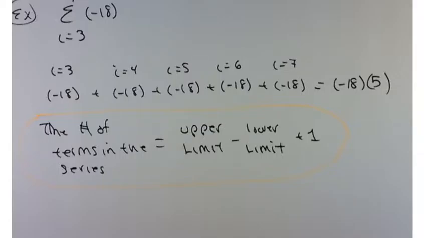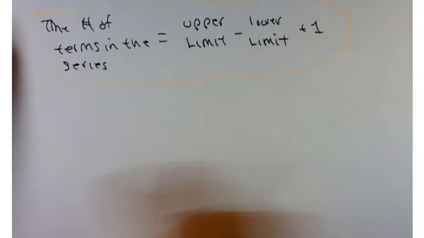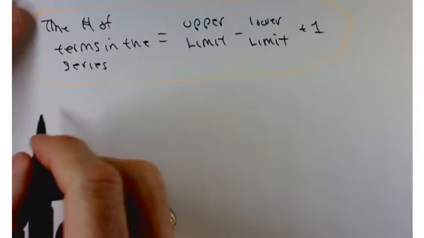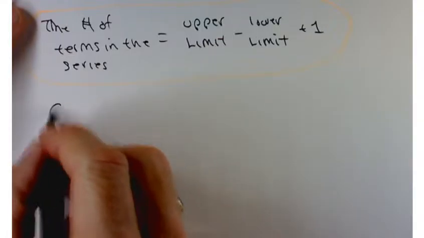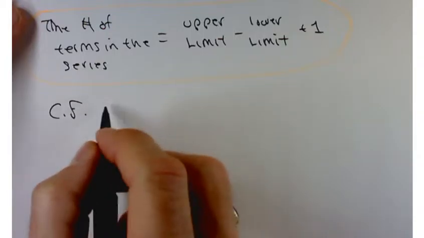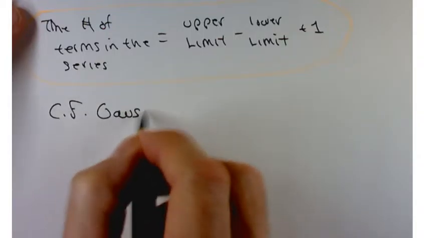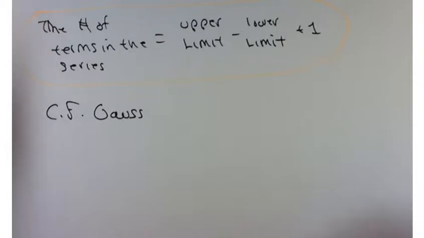Okay, let me take a brief time out here for a little historical problem. One of the most famous mathematicians of all time was a guy by the name of Carl Friedrich Gauss. Gauss is ranked with Newton and Archimedes.